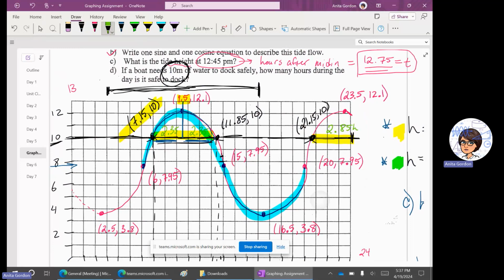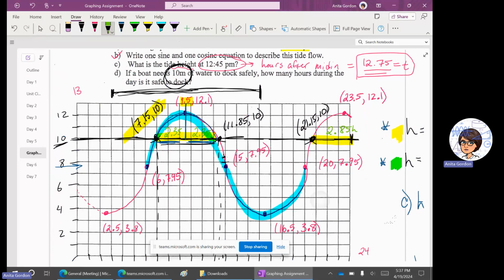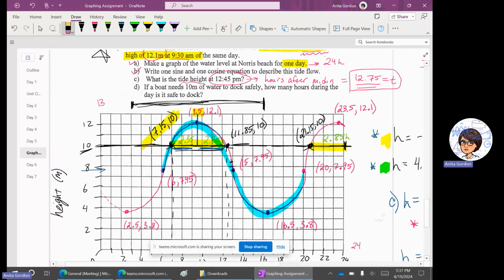Okay, so if the boat needs 10 meters of water to dock safely, how many hours during a single day is it safe to dock? So I'm going to take all the little pieces I found, 2.35 times 2 plus 2.85. So I'm just going to add that into my calculator. 7.55 hours. This is how many hours there are in a day where you can safely dock your boat. And that is the end of your question.